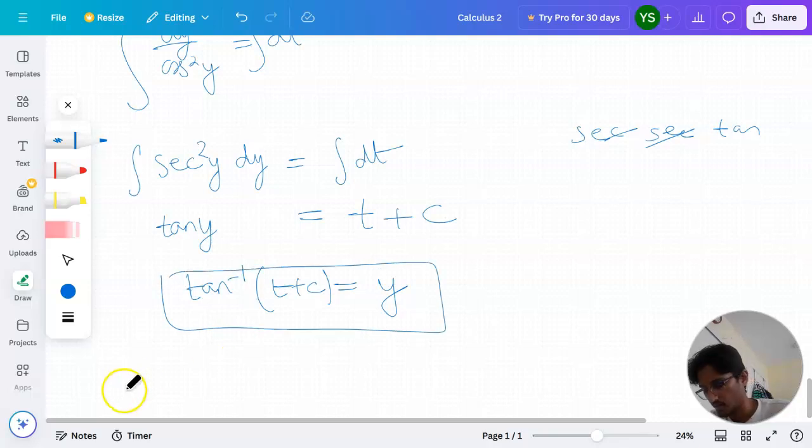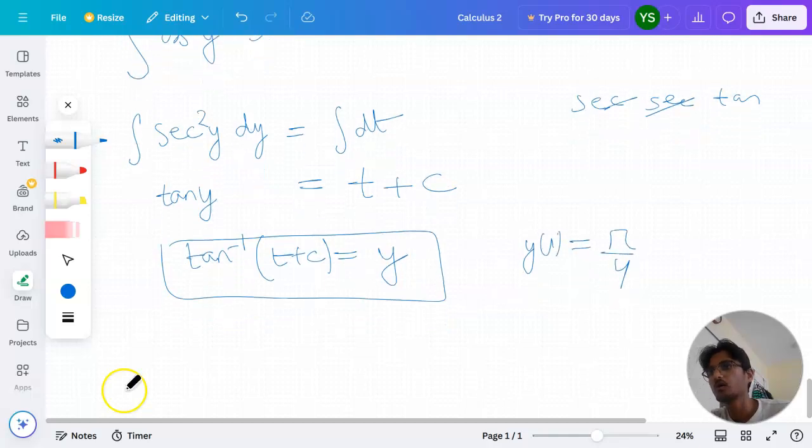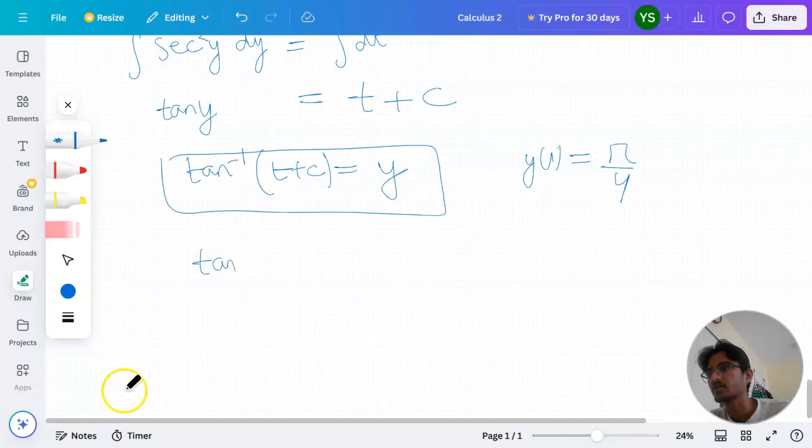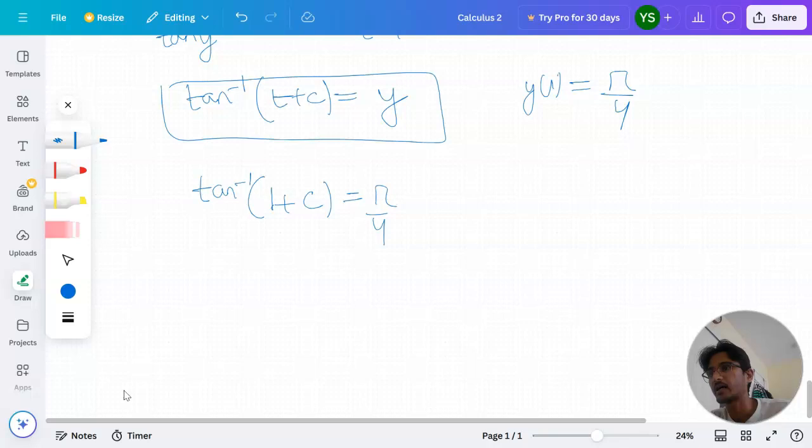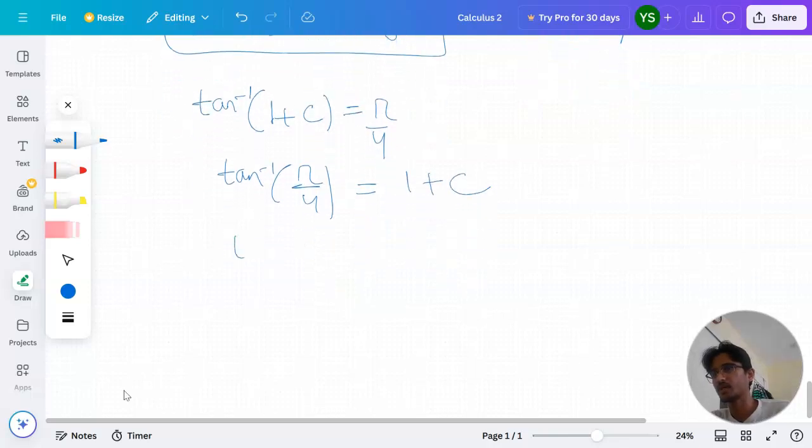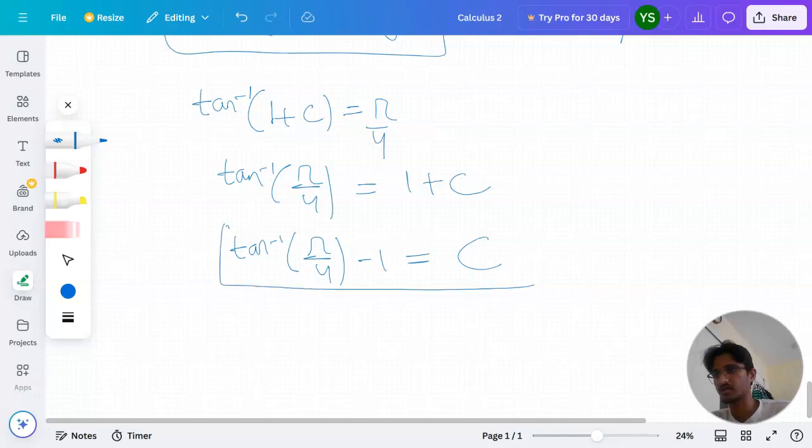And we've been given that y of 1, remember y of 1 is equal to pi over 4. So to find the particular solution, tan inverse of t, what is our t again? So our t is 1, right? Because we're going to plug in 1 plus c equals pi over 4. So we're going to unwrap this again to get our c value. Tan of pi over 4 equals 1 plus c, so tan of pi over 4 minus 1 equals c. So this is our c value, guys.